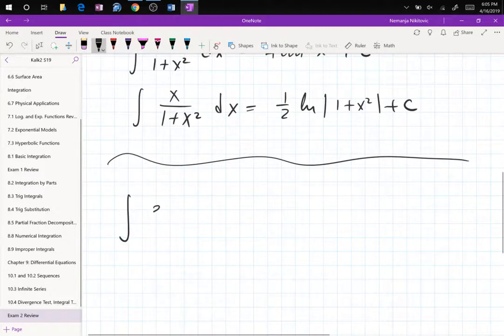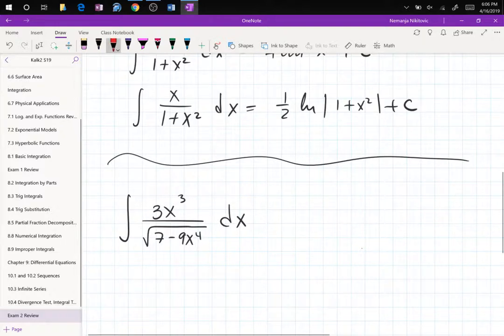The integral of 3x cubed divided by the square root of 7 minus 9x to the fourth dx. What is this? Trig sub. Is it trig sub? Trig sub is going to be really painful. How about u-sub? Yeah, trig sub seems really annoying.